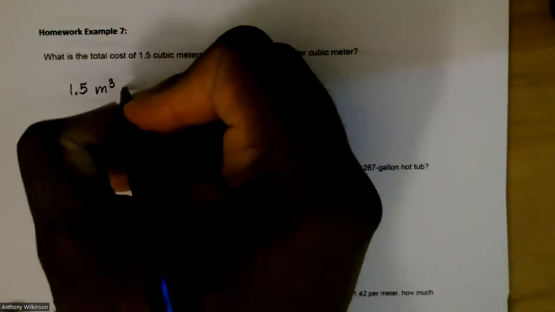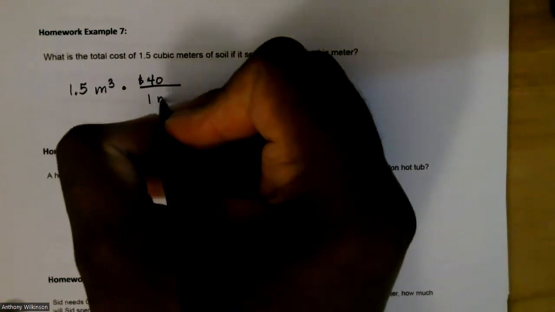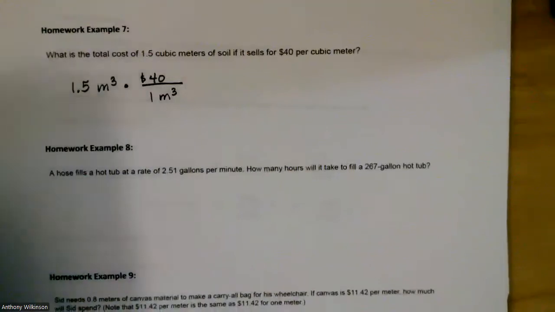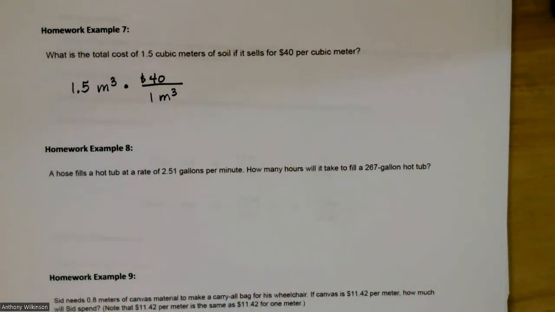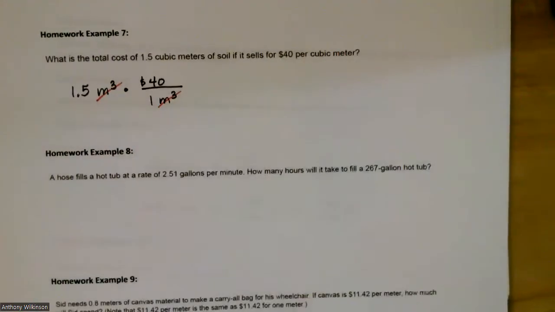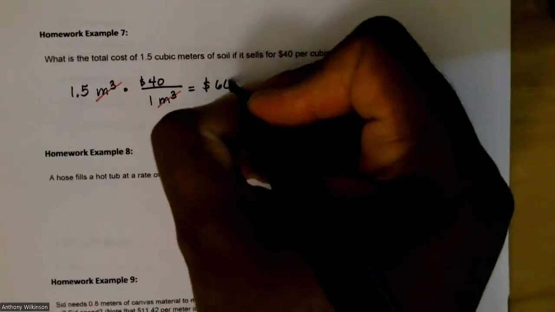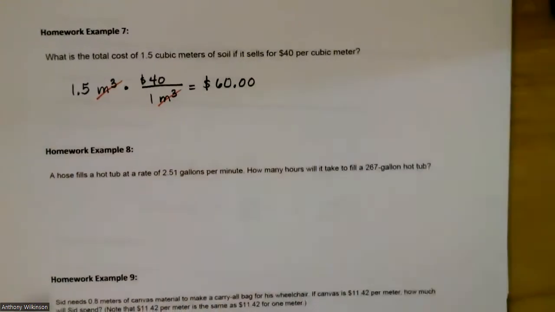So we're going to multiply that by the $40. And over it would be 1 cubic meter, because it's $40 per 1 cubic meter. That way these cubic meters divide out. So if I do 1.5 times 40, I would end up with $60. So the final answer has to be in dollars. So it'll be $60.